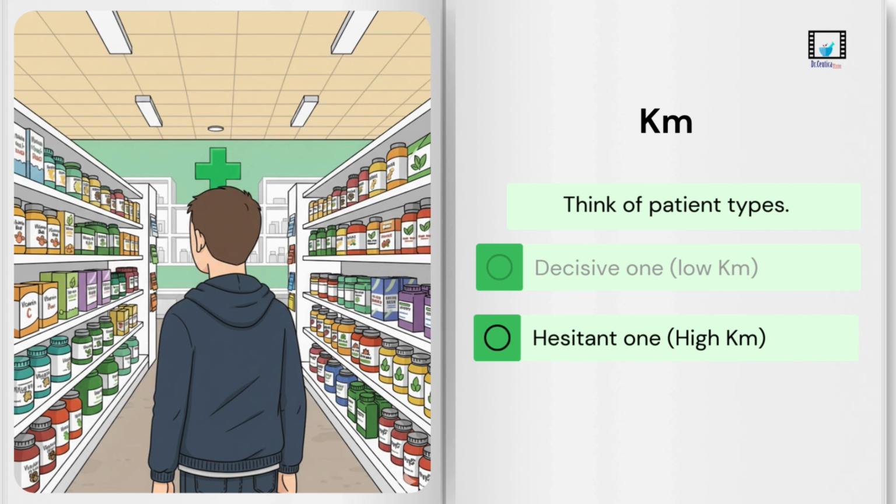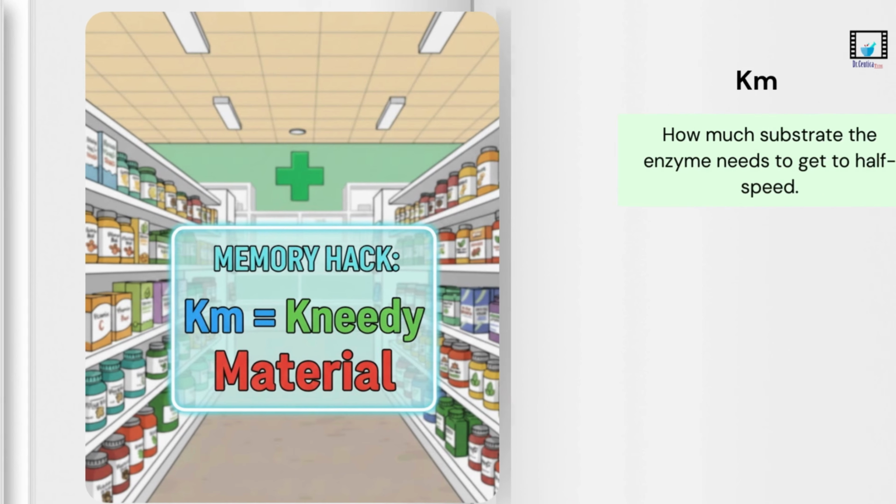Moving to patient type 2, the confused wanderer. This patient wanders around, looks at vitamins, checks toothpaste, doesn't commit to asking anything. The pharmacist needs a lot of these hesitant patients before they really start working at a fast pace. This is high Km.